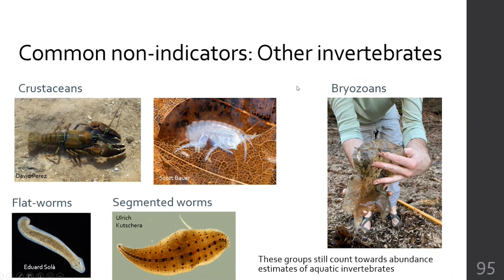There are, of course, other aquatic invertebrates to look for when you're out in the field. Crustaceans like crayfish or amphipods or isopods, flatworms, segmented worms like this leech. Julie actually got this great photo of a bryozoan that she found in a creek near her house. These colonial organisms all count as aquatic invertebrates when you're trying to estimate the total abundance.